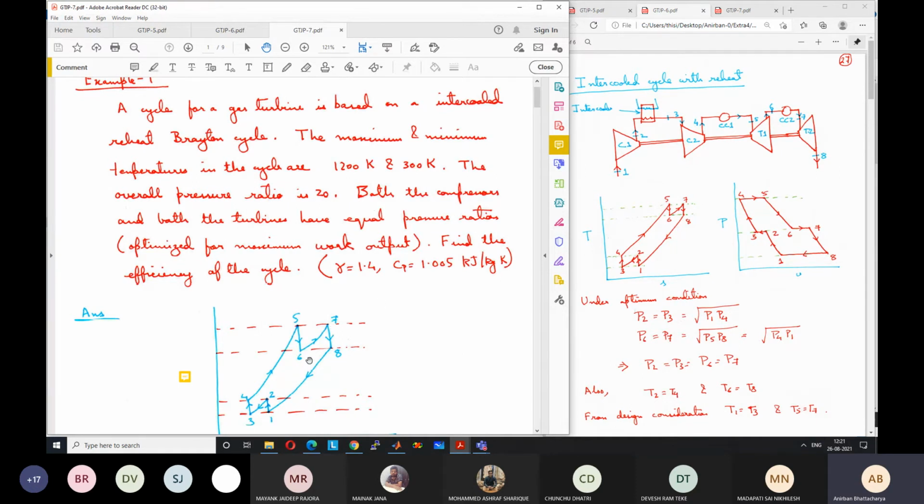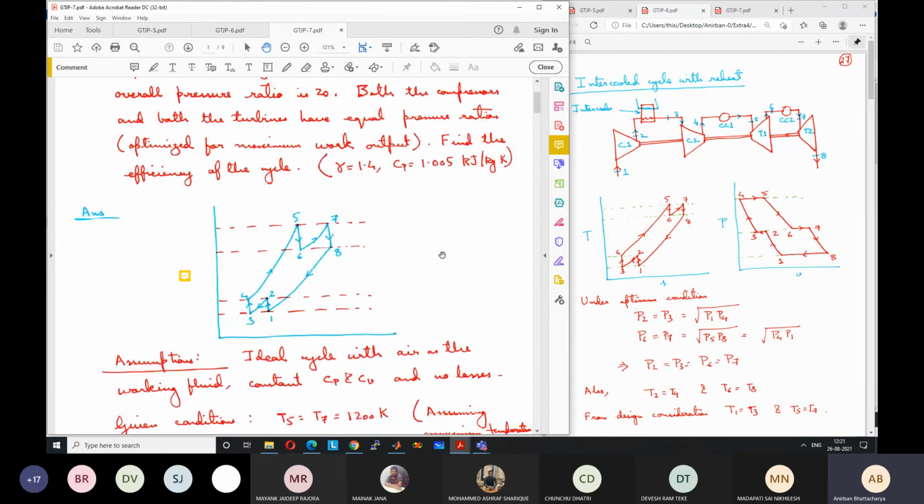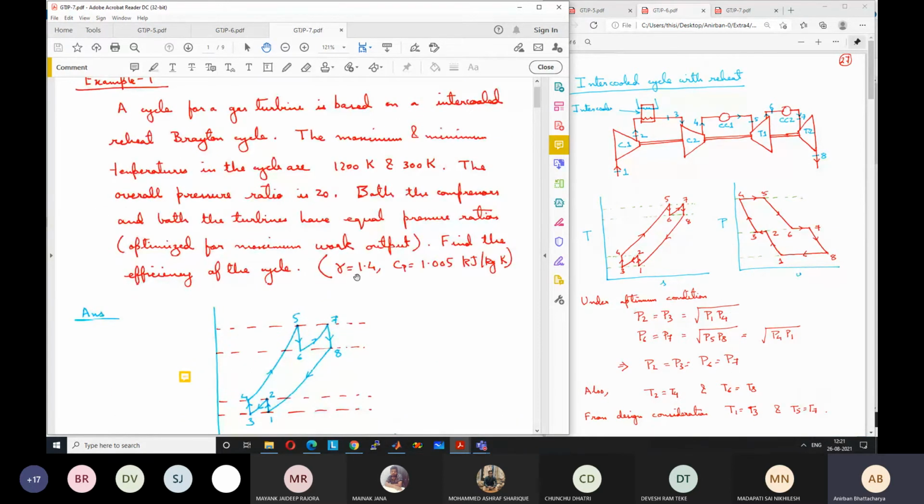But now we can also consider T6 equal to T8 and T4 equal to T2, because the pressure ratios are the same for both the turbines and the compressors. The overall pressure ratio is 20, so r is equal to 20. We have to find the efficiency of the cycle. We will assume the properties of air: gamma equal to 1.4 and Cp equal to 1.005 kJ/kg-K.